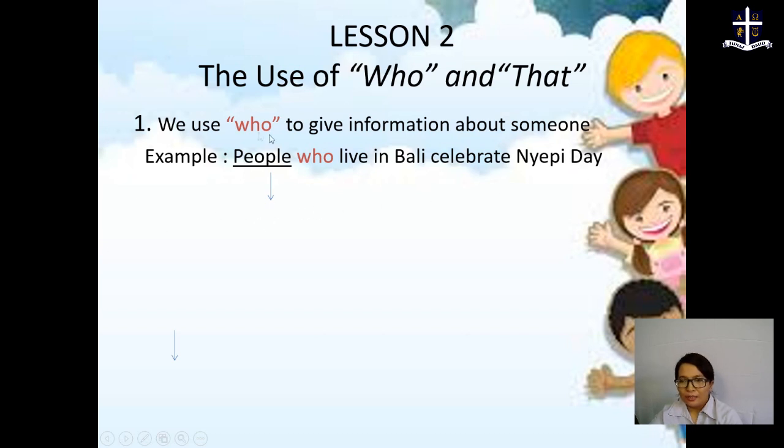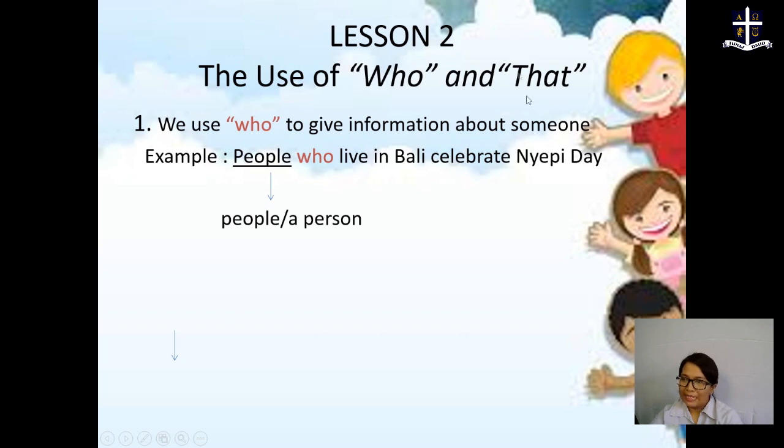Look at the subject here, people. This is a people or a person. The subject gives information about someone, so you have to use who here. Jadi anak-anak, jika subjeknya itu adalah orang, jadi kalian harus menggunakan kata who untuk menjelaskan orang tersebut. Oke.